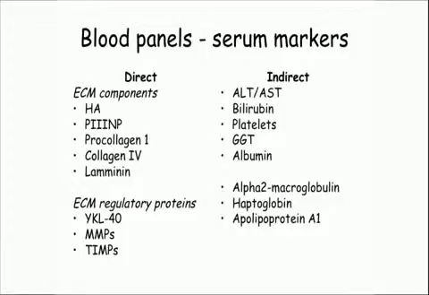So what about the blood panels? What can we do, and how can we make things better by not doing liver biopsies? So these are the so-called serum markers, and what they do is they actually use extracellular matrix components and regulatory proteins together with a few indirect markers of liver damage.